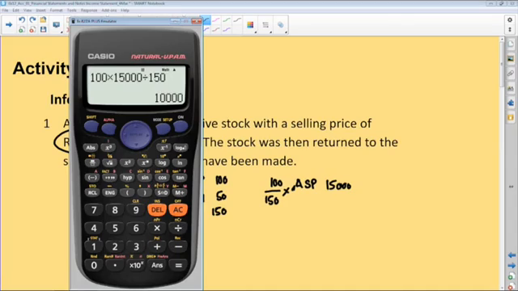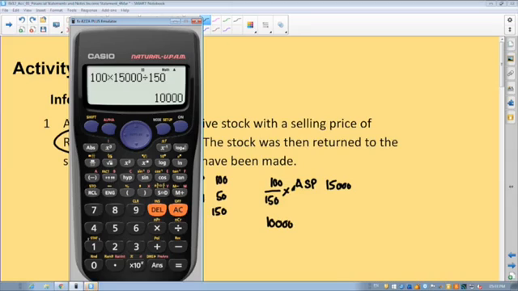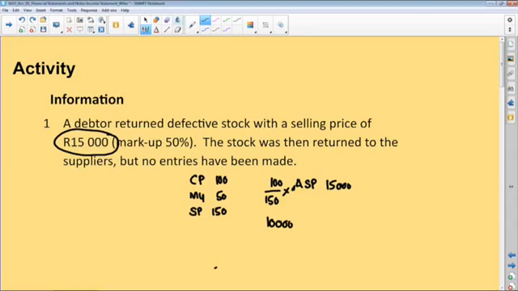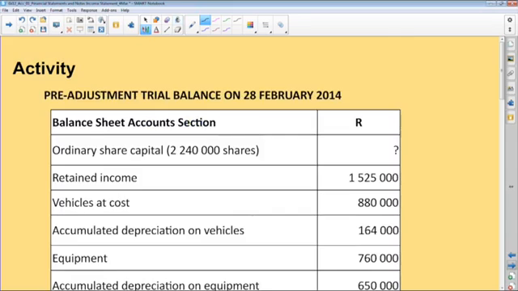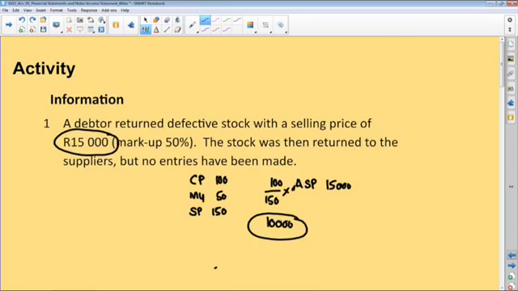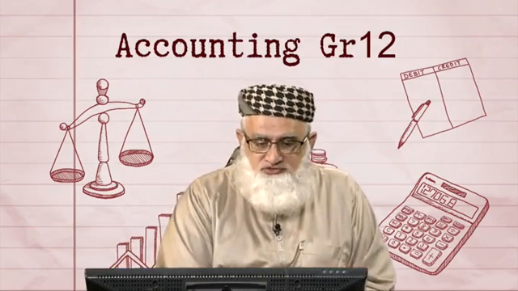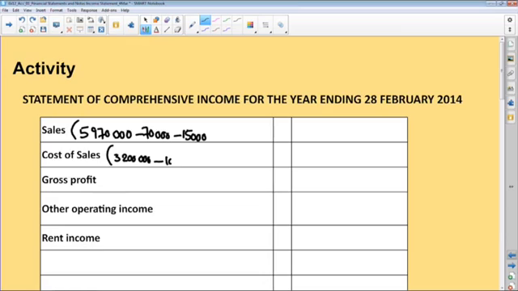Okay, what have we determined? The 10,000 Rand tells us that we have determined our cost price. Now the cost price, we need to make an entry for it. What is the entry? Watch. In terms of my double entry, a debit to trading stock. Why? Trading stock is being returned to us, and a credit to cost of sales. So if I'm crediting my cost of sales, what does it mean? I'm decreasing my cost of sales, minus 10,000 Rand. Okay.